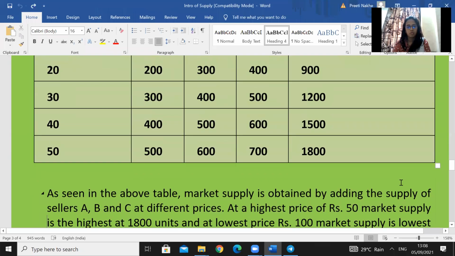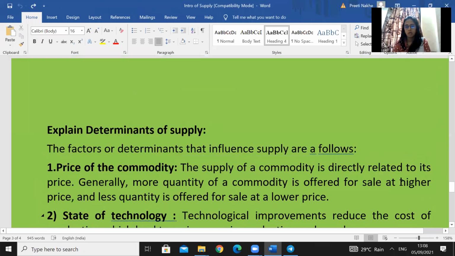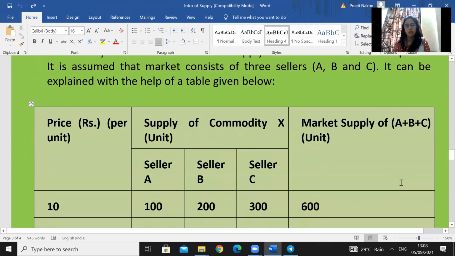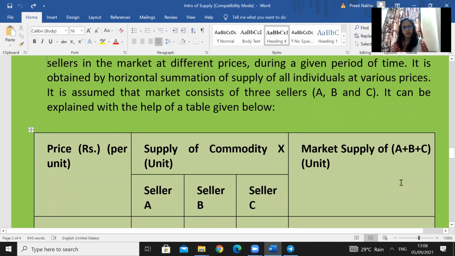Here we have finished with the concept of supply. Supply is a relative concept, with a direct relationship between price and quantity supplied. Then we have seen individual supply schedule and supply curve, then market supply schedule and market supply curve. Thank you, students.